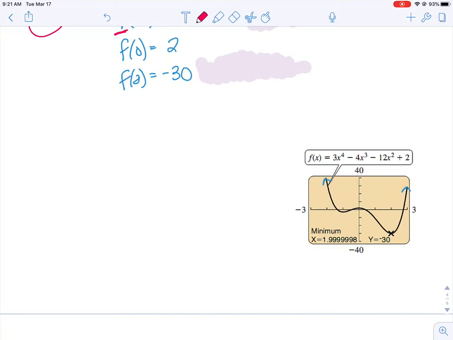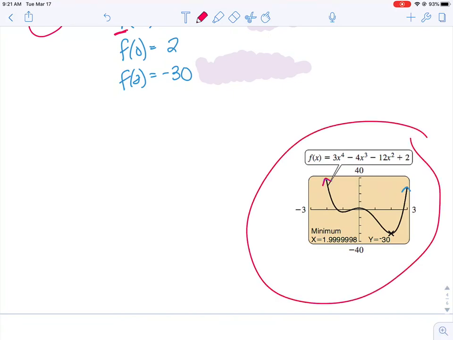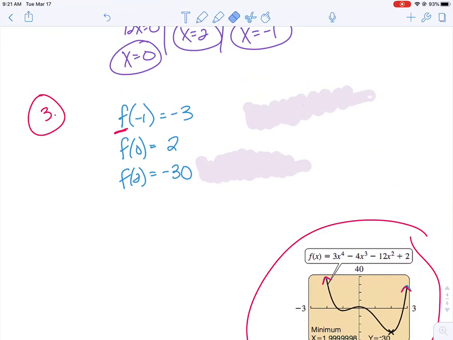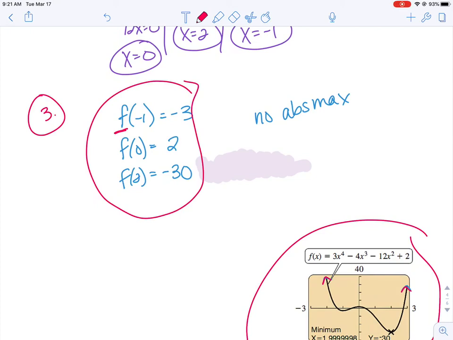So another thing you can kind of do is graph it. It's cheating a little bit, but it'll kind of help you visualize what's going on. So this function actually looks like this, where both of my endpoints go up, which means on this graph, we're not going to have an absolute maximum because my function is going to continue going up, up, up. So the only thing it could possibly have is an absolute minimum.